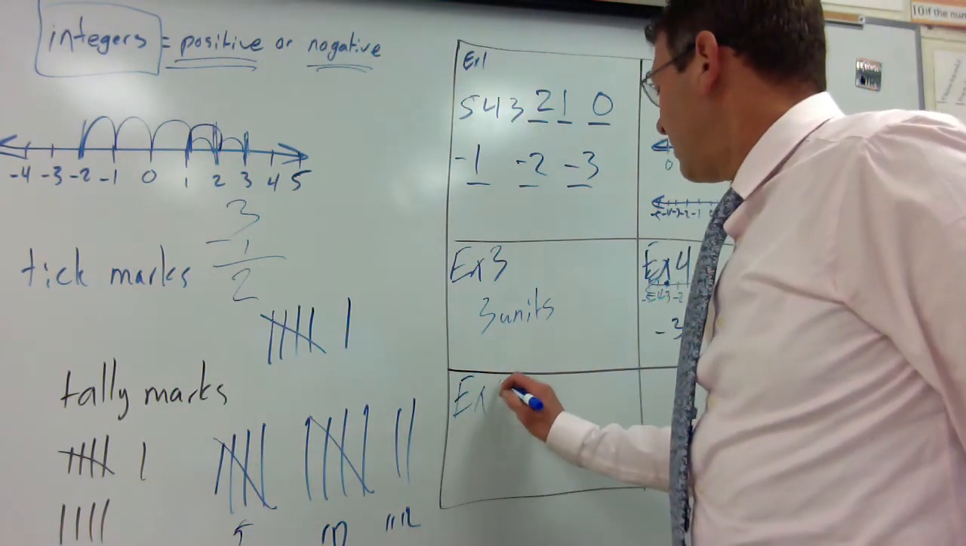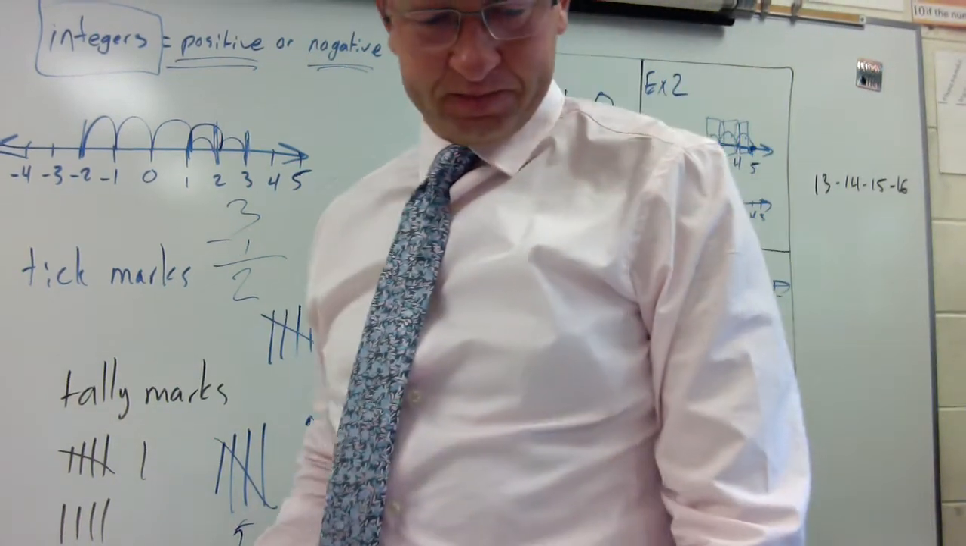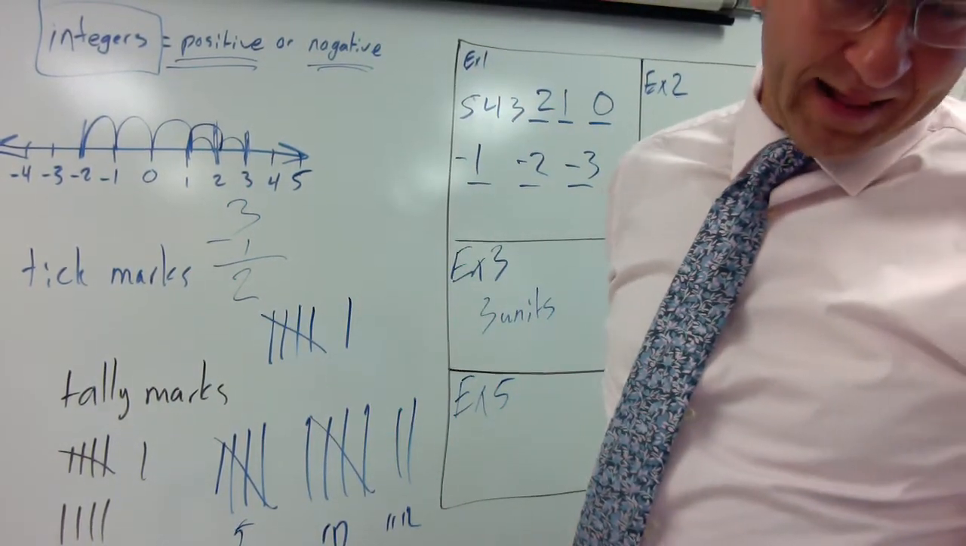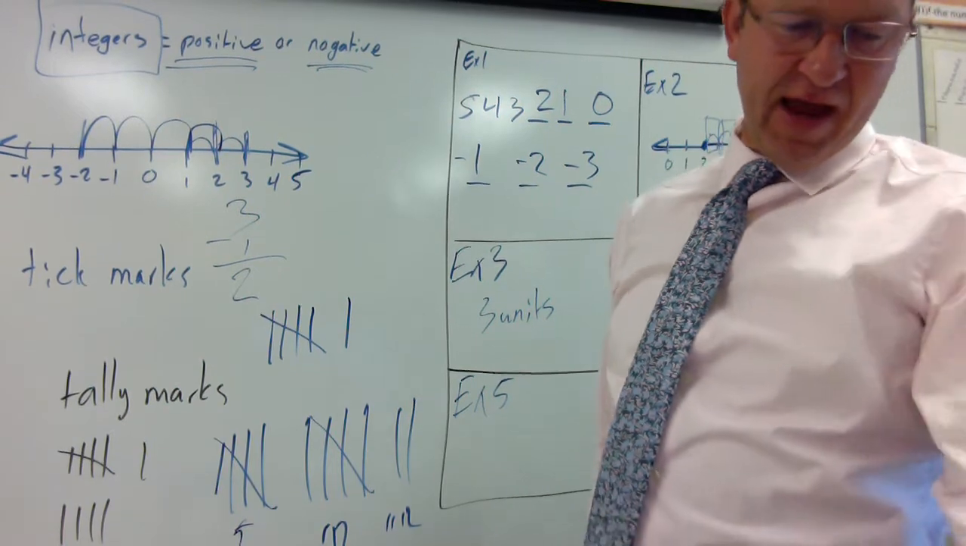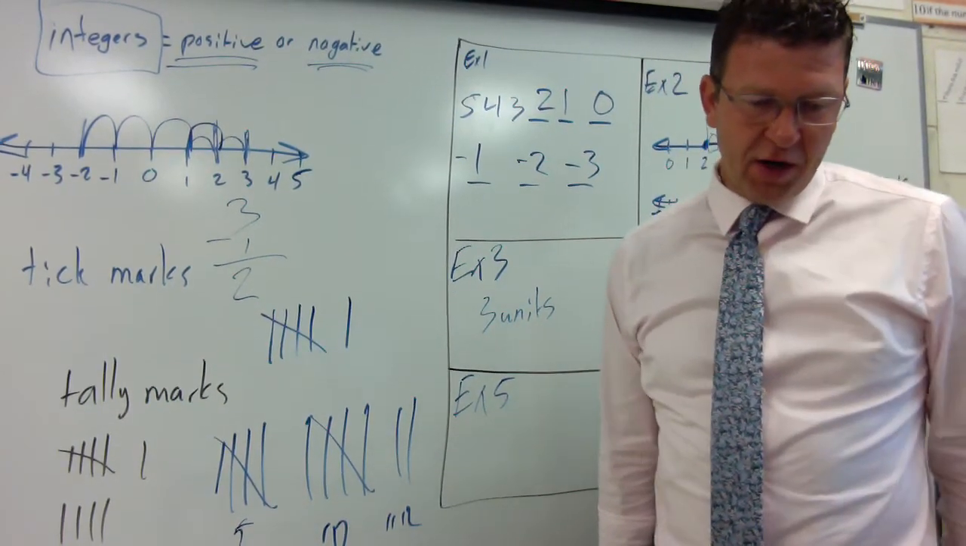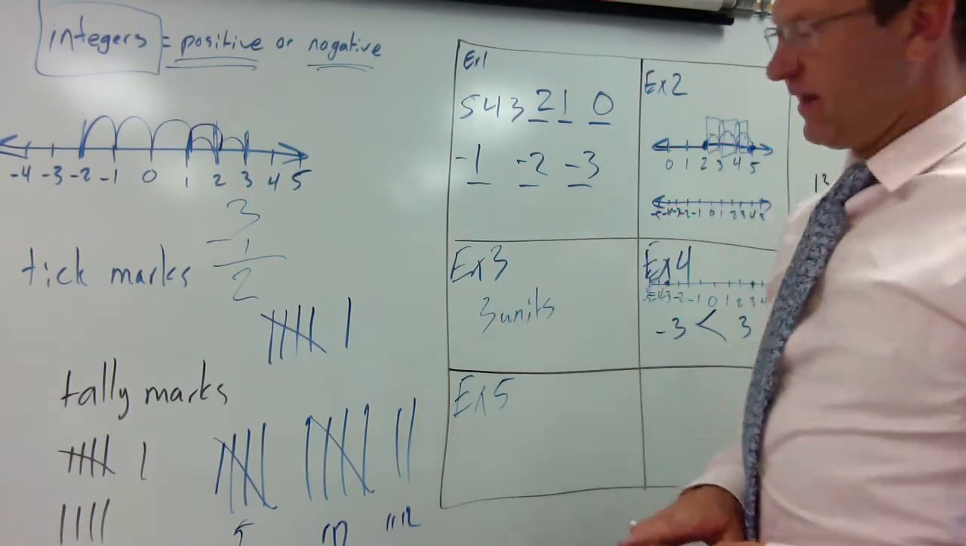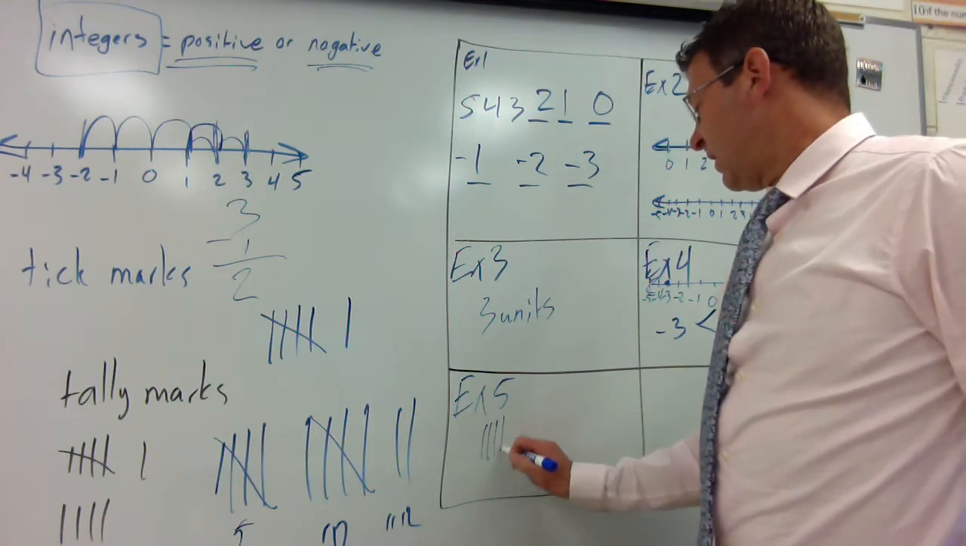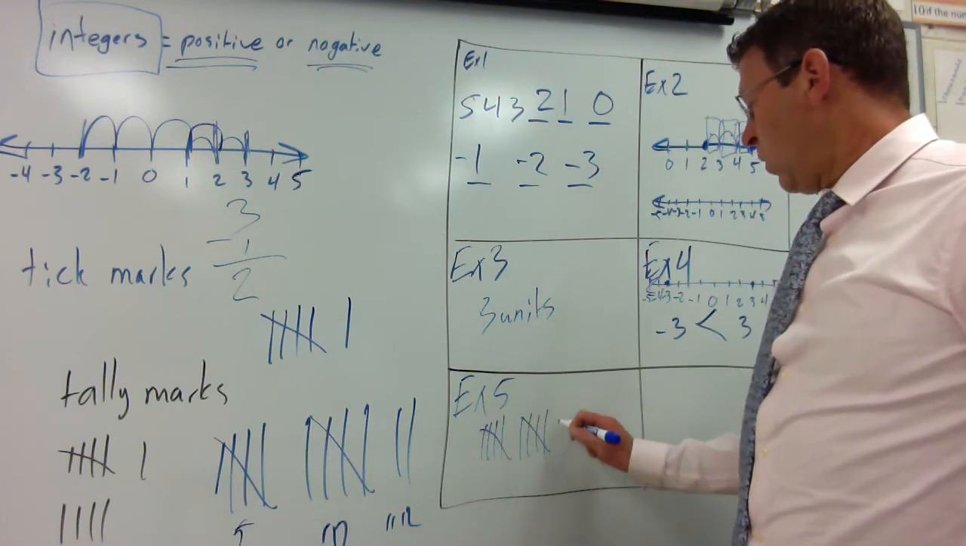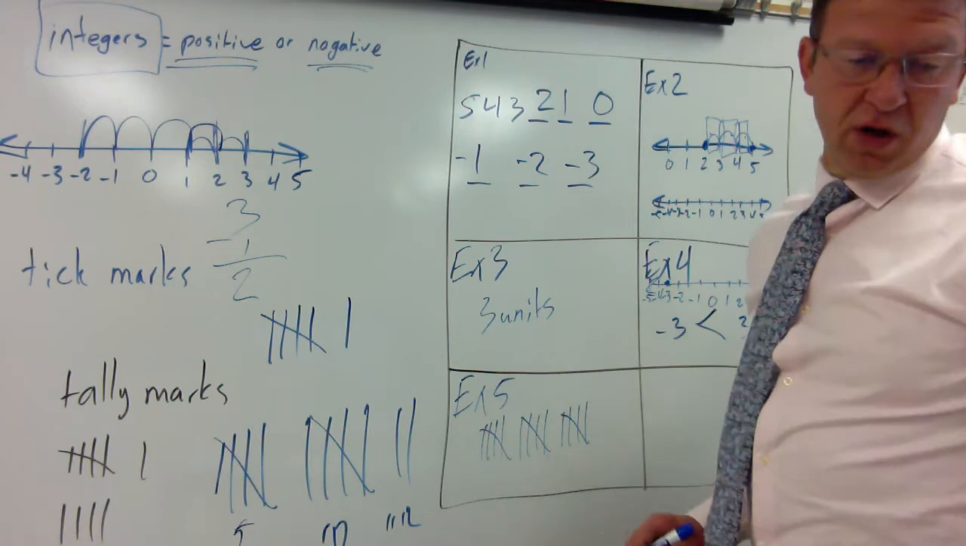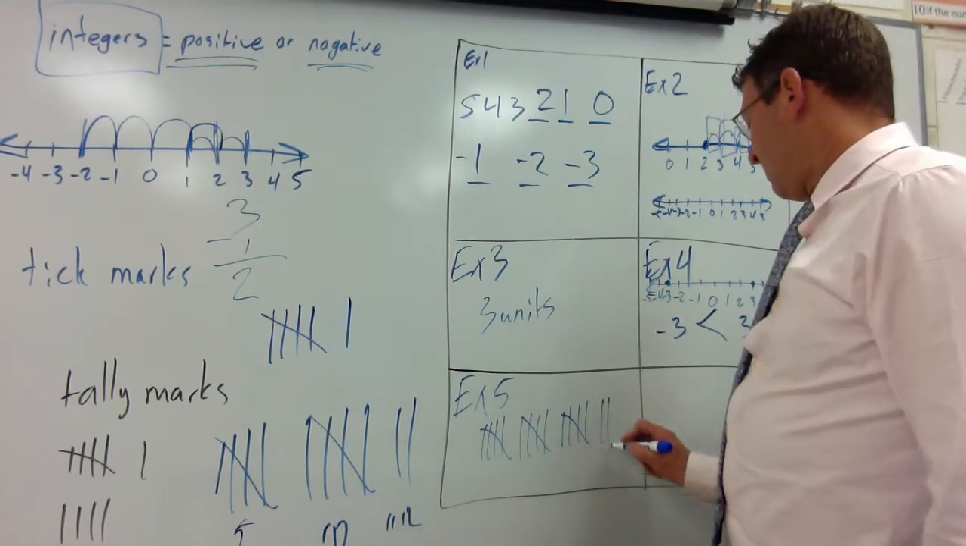Example number 5. Example 5 is the one with the tally marks there. You see the definition of tally marks there in the blue. And it says what number is represented by this tally. And I'll write them for you. Maybe you want to count them when I write them. Or maybe you're good enough at tallies already to count by 5s.